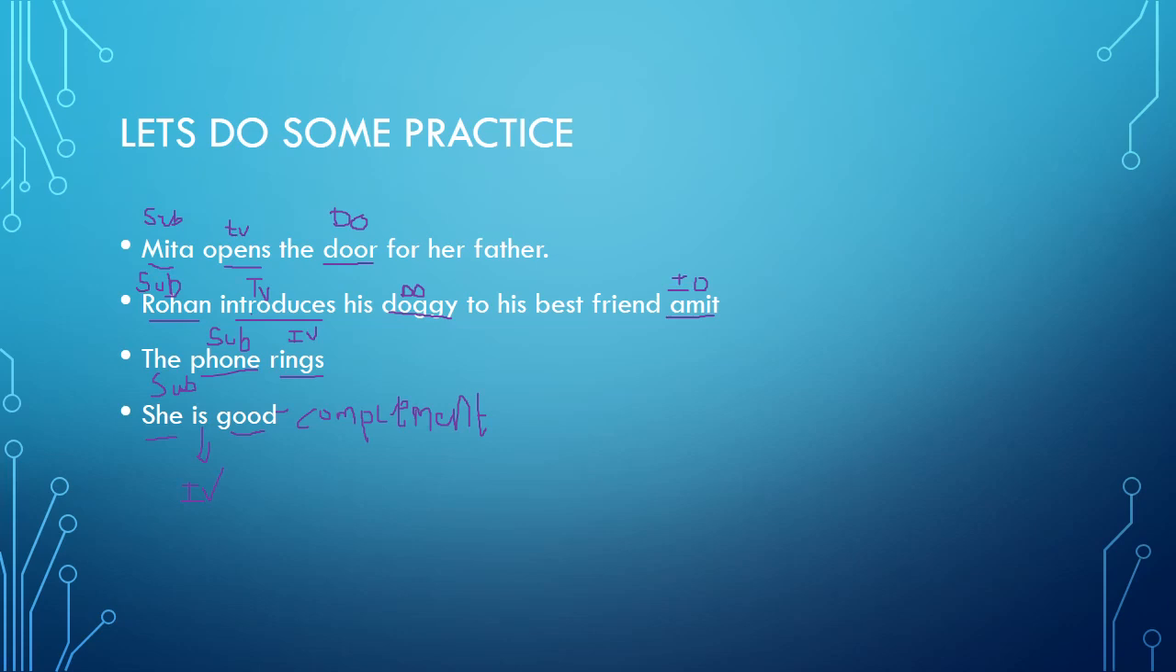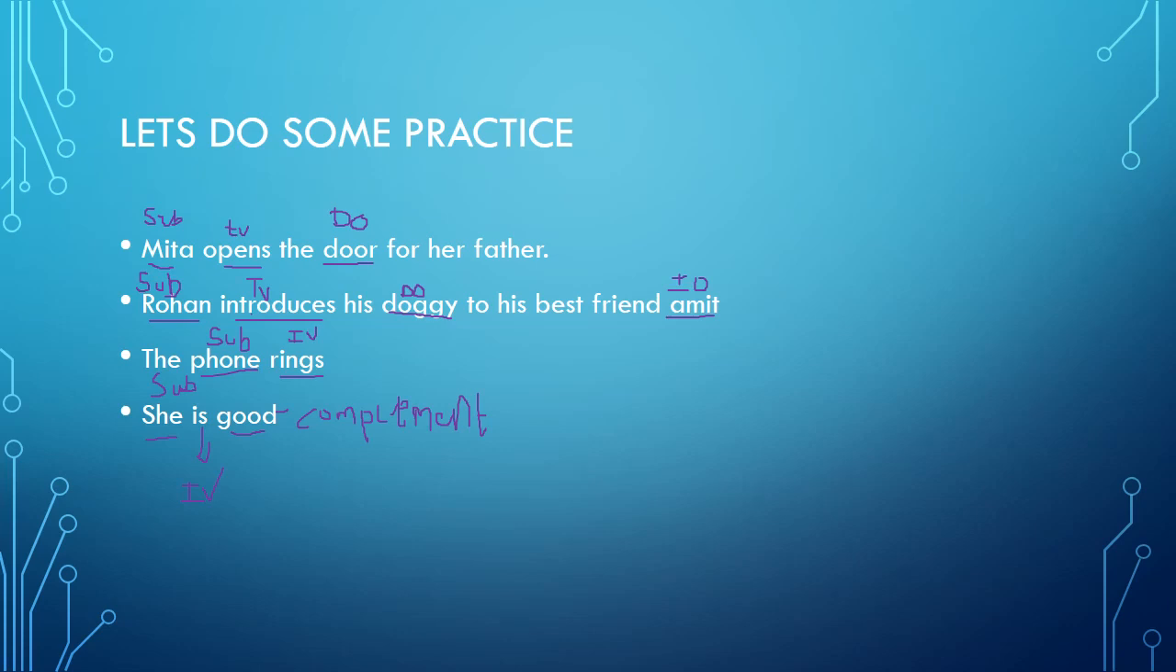So that's why here the door is the direct object, receiving the direct action. Now here we understood that opens is a transitive verb because it is transmitting the action to the door, which is a direct object.